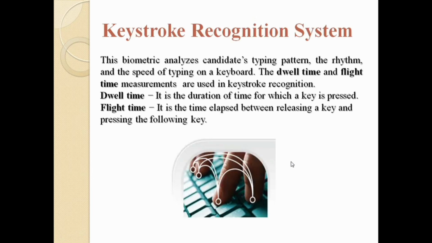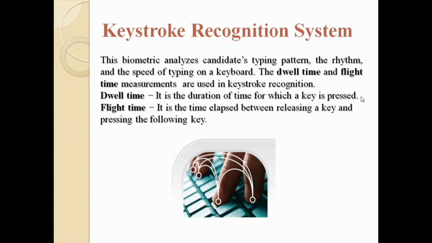Then we have the last point, the keystroke recognition system. The biometric analyzes the candidate's typing pattern, the rhythm and the speed of typing on a keyboard. It relies on two specific measurements: dwell time and flight time are used in keystroke recognition. I will tell a little bit more. Basically, it's an interesting topic to learn. Keystroke recognition system in the biometric process.